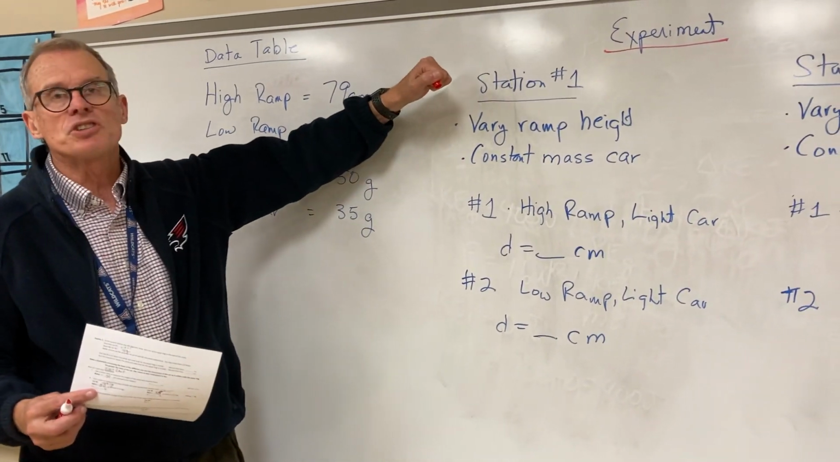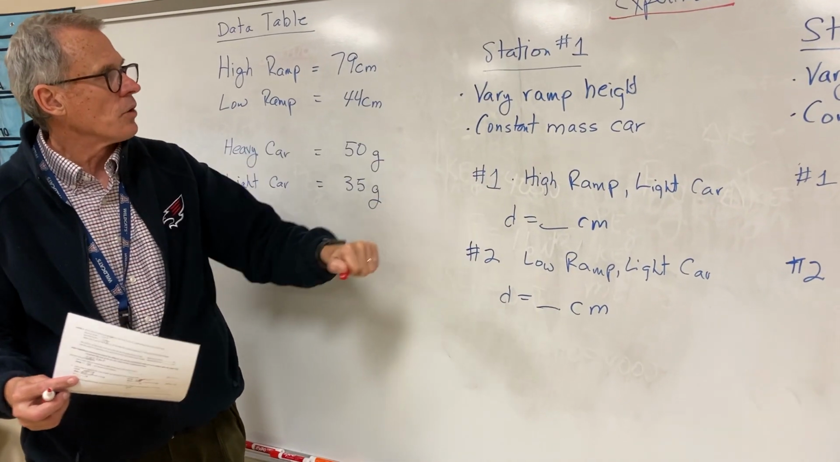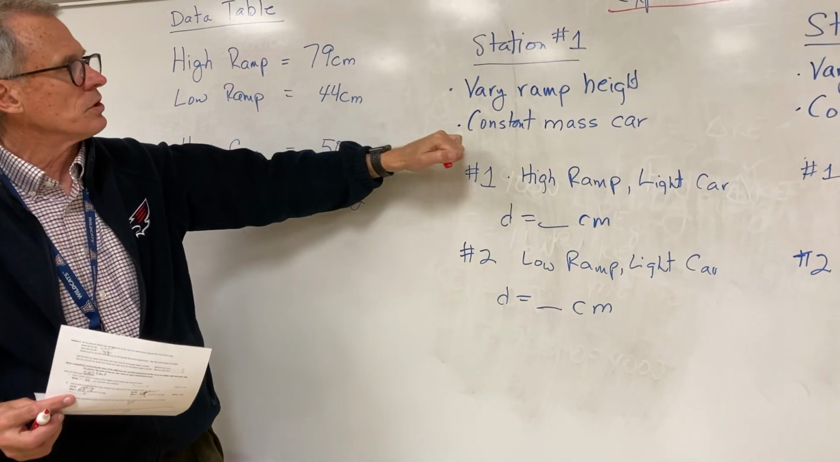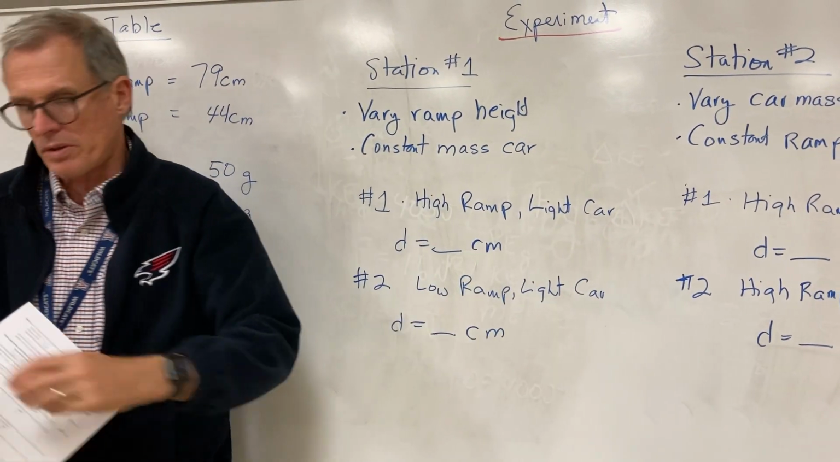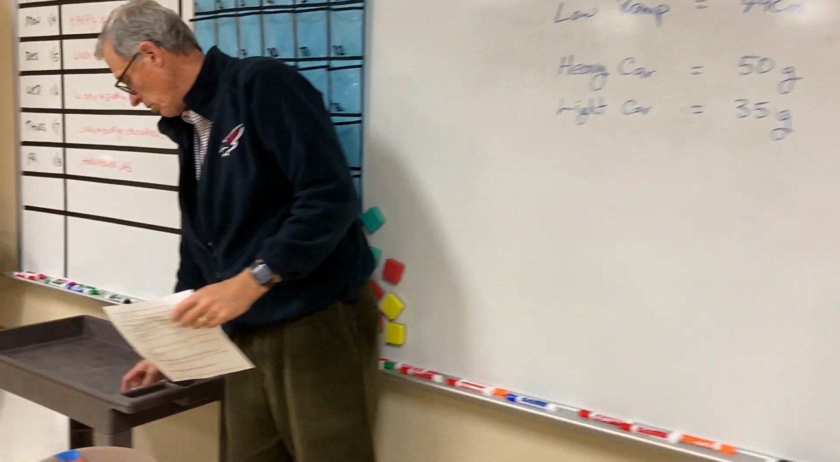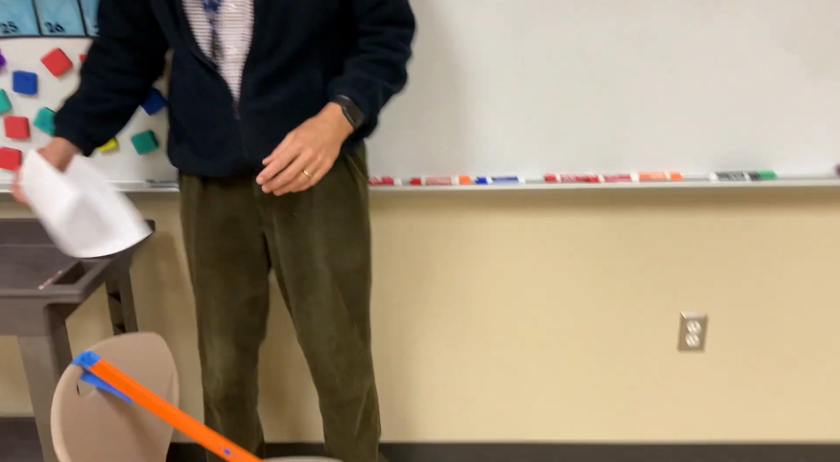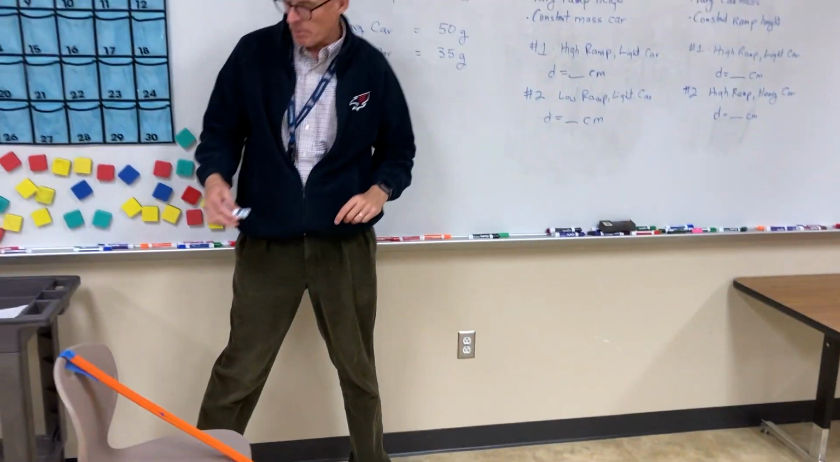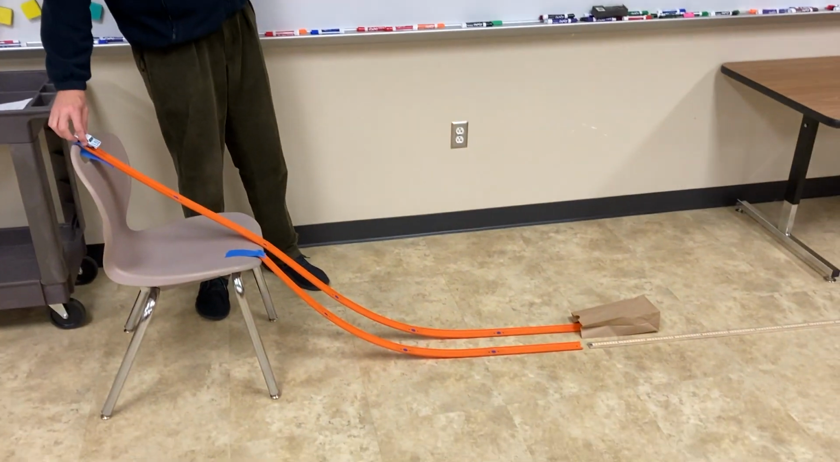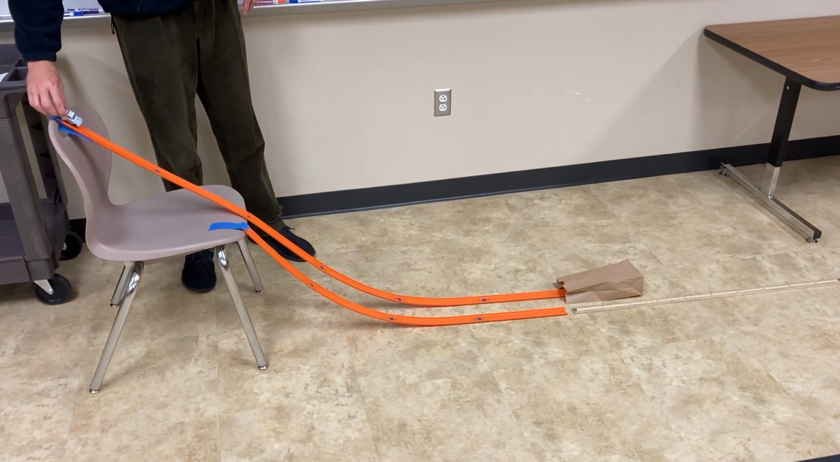So I'm going to start with station 1. I'm going to vary the ramp height and use a constant mass car. I'm going to use the light car for both, the light car without the pennies on it. I'm going to run it down the ramp into the bag and measure how far the bag travels. I'm going to use the high ramp first, and here it goes.